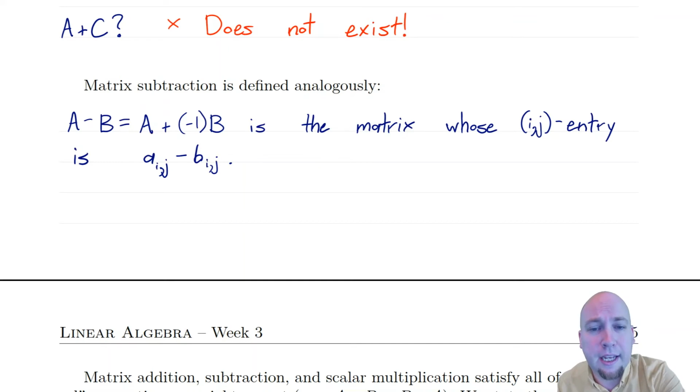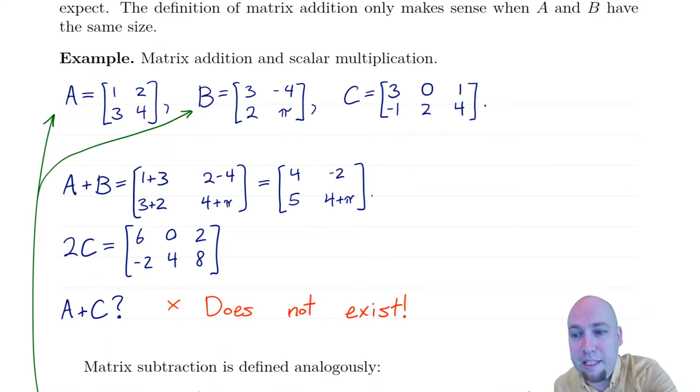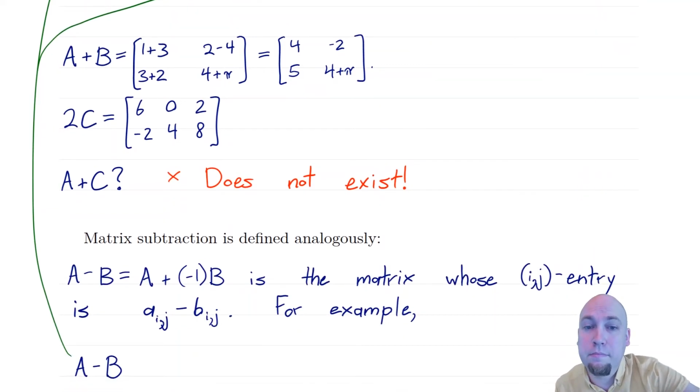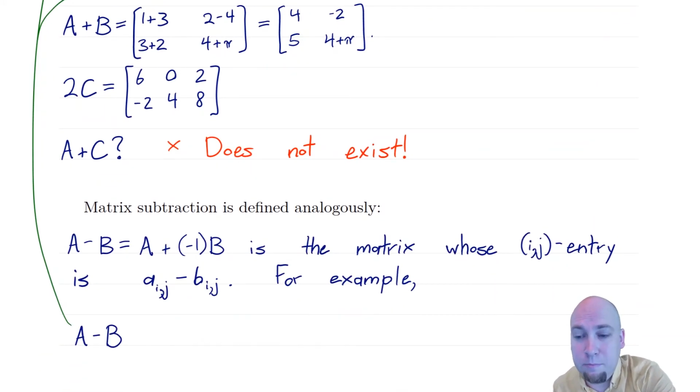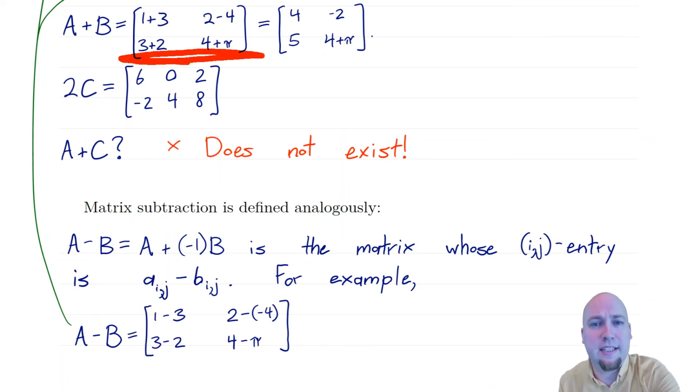If you combine these two definitions together, addition and scalar multiplication, you'll see that the way to subtract matrices is you just take each entry of A and subtract off the corresponding entry of B. So for example, if we go back and use the same pair of matrices A and B that we had up here, but now instead of adding them, I'm going to subtract them. What do I get? I get the exact same thing that I had when I did this addition computation, except now it's just a minus sign in between in every single case.